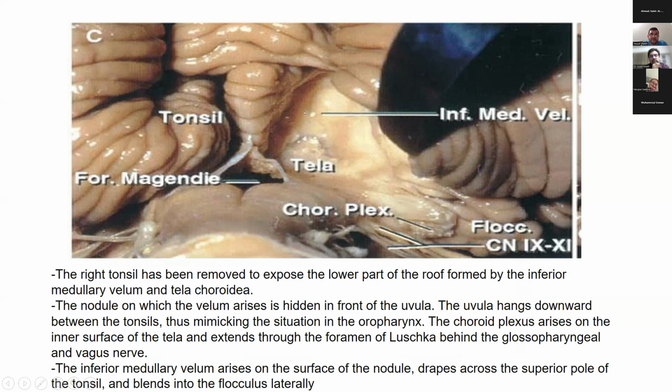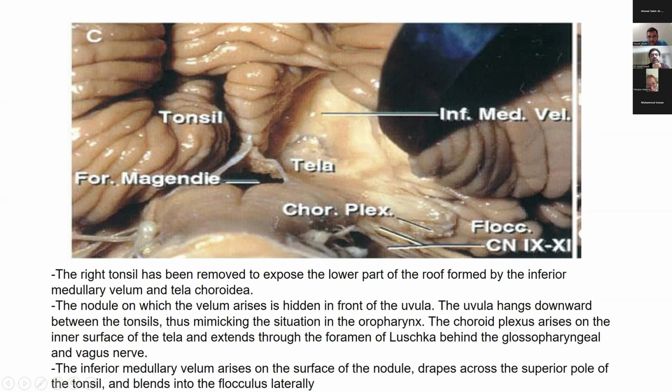This is the reason for the telovelar approach, because it is the junction of the inferior medullary velum and tela choroidea. So it is known as the telovelar approach. The nodule here is yet again hidden by the tonsils. Once I remove the tonsil, we will appreciate the nodule in the midline.